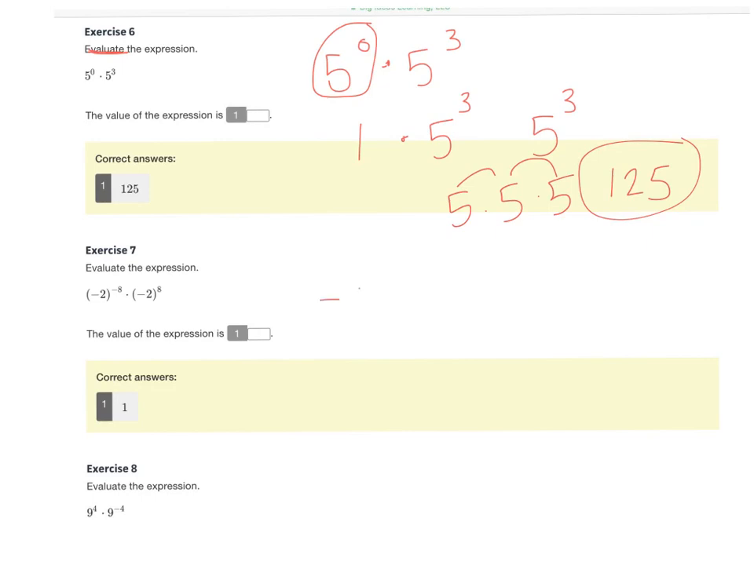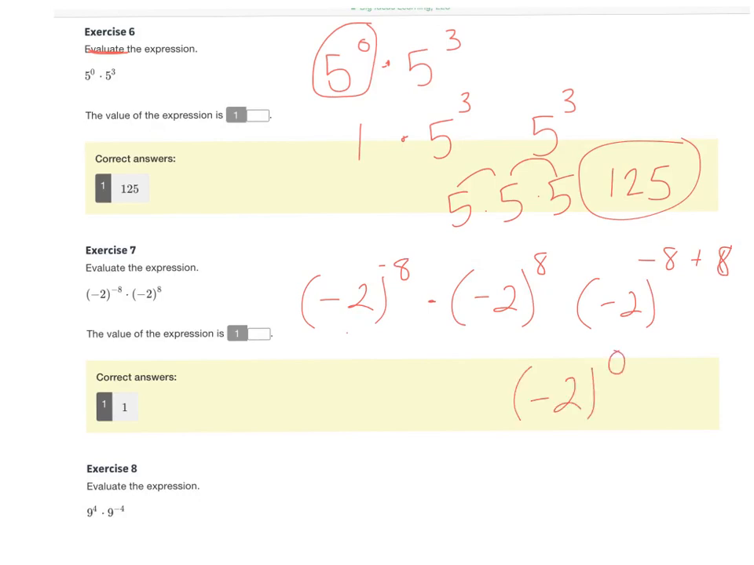Exercise 7, we've got negative 2 to the negative 8th times negative 2 to the positive 8th. Because the base is the same, we're going to add those exponents. So that's going to give me negative 2 to the negative 8 plus 8, which happens to be 0. So this becomes negative 2 to the 0. Anything to the 0 power is 1.